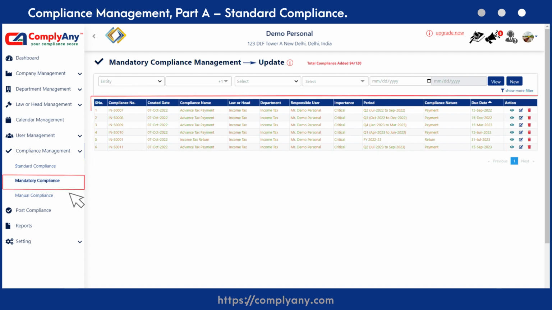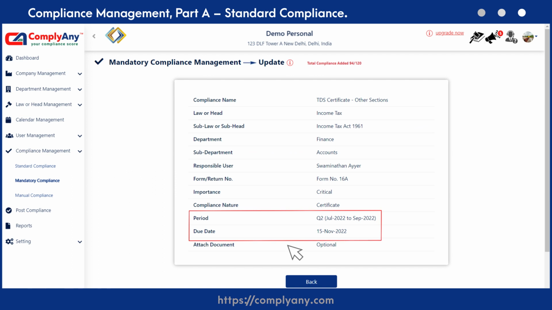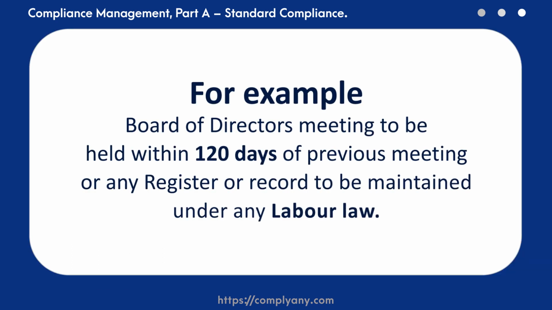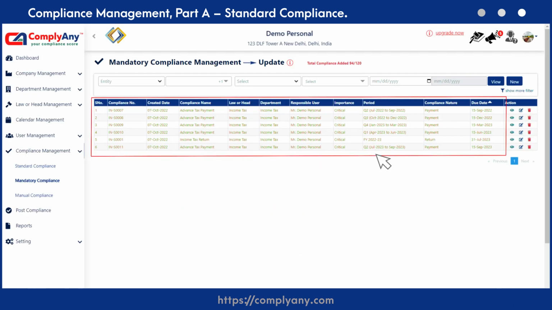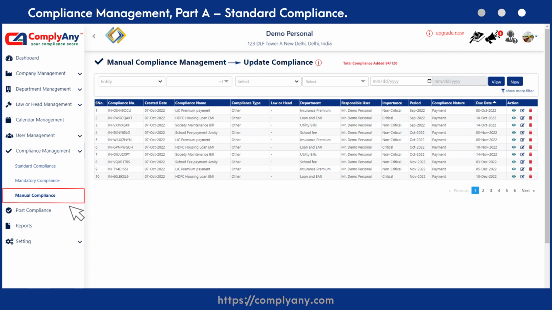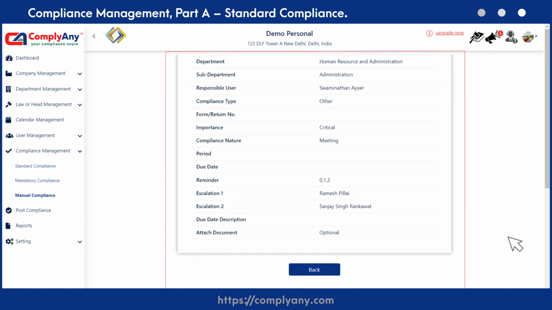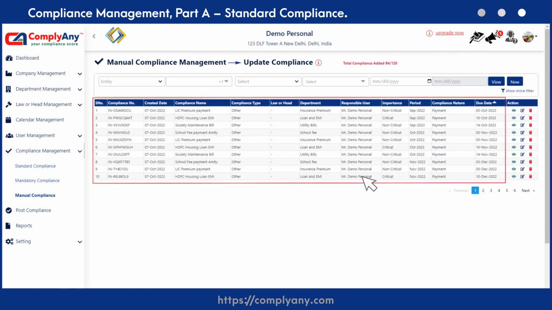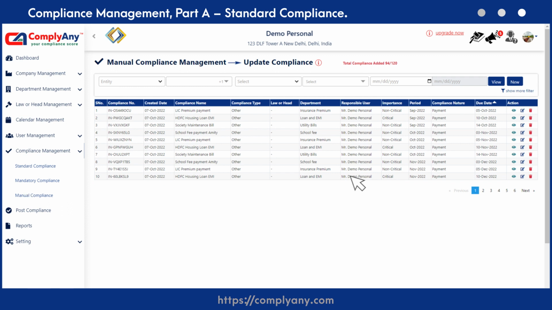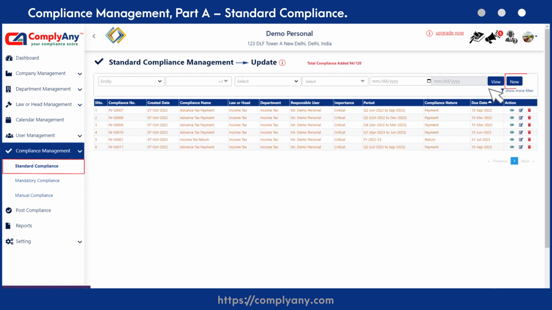Mandatory compliances are those which are defined in law or regulations but the government or authority has not fixed any date. For example, a Board of Directors meeting to be held within 120 days of the previous meeting, or any register or record to be maintained under any labor law. The system has a list of these compliances and they are shown in green color font. Manual compliances are those which are created by the user, may be required under any law or for internal governance. These are shown in dark blue color font. Let's create a standard compliance by clicking the plus new button.